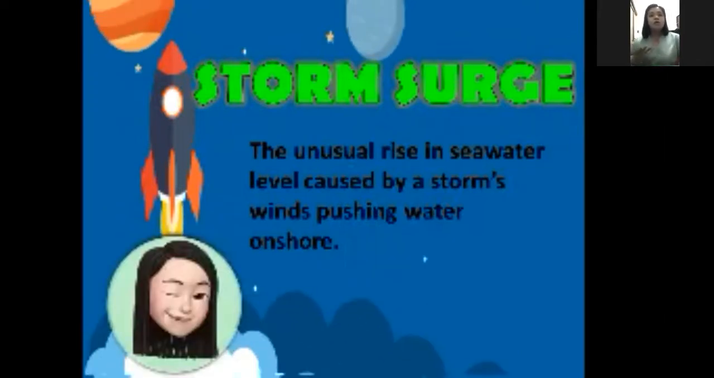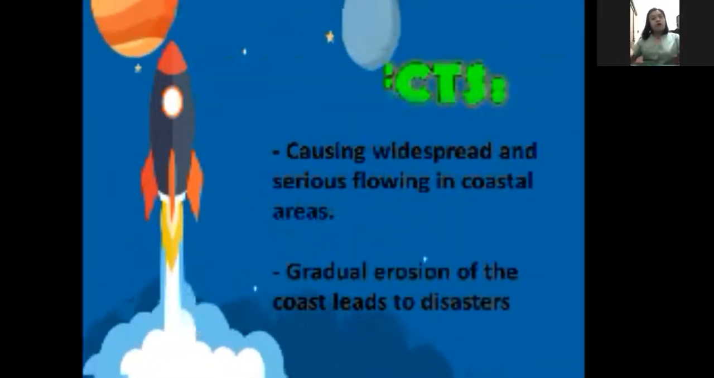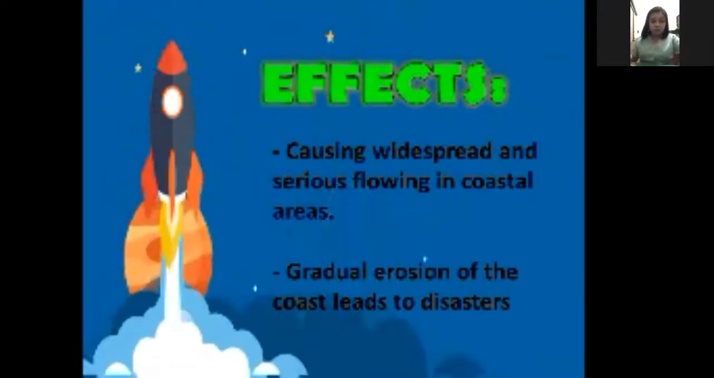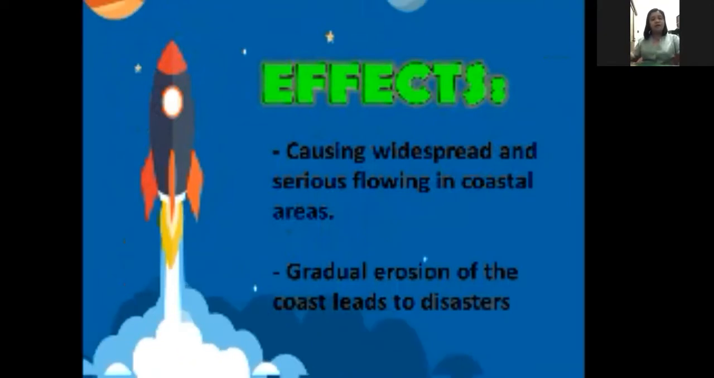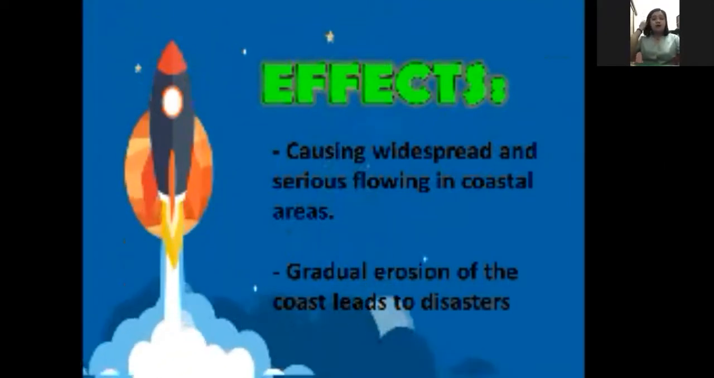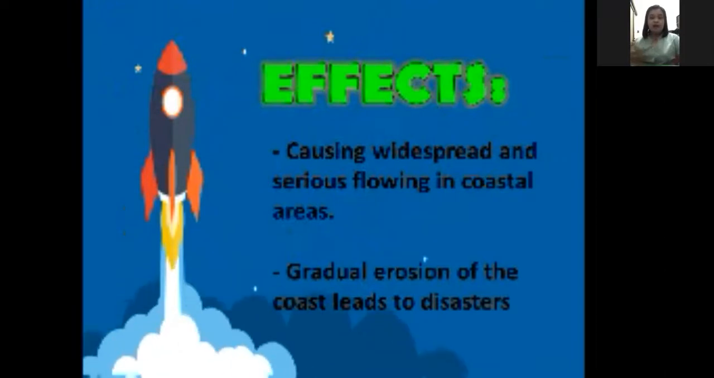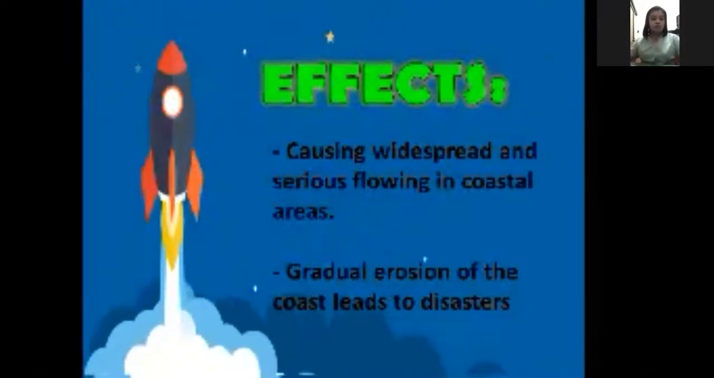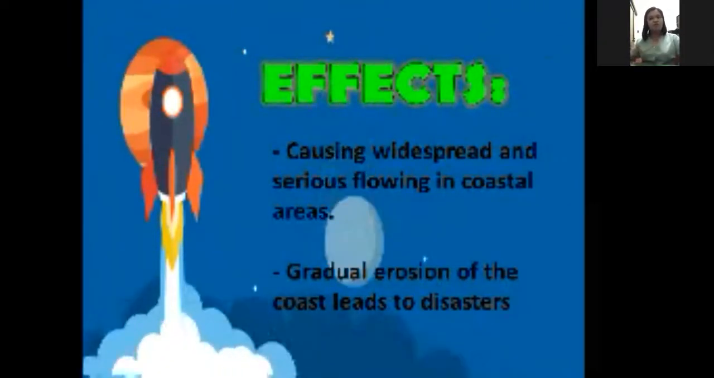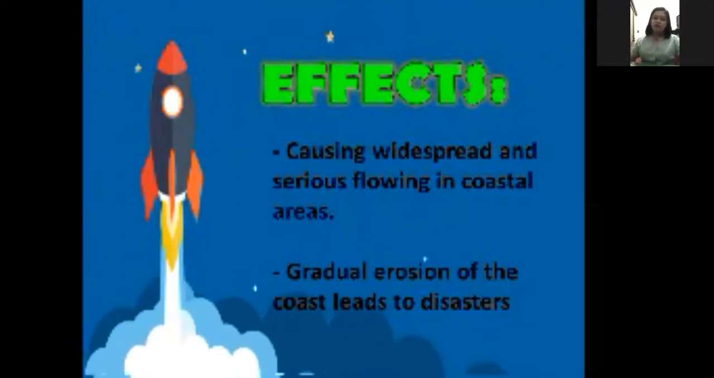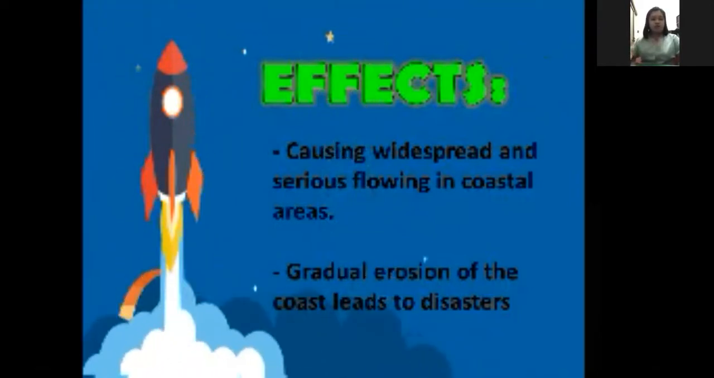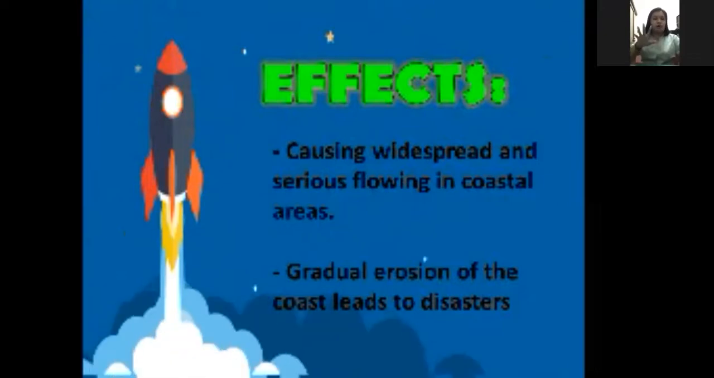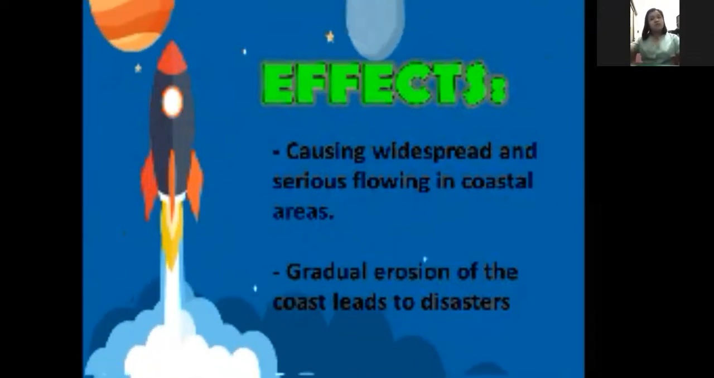So what's the effect of this storm surge? It will cause widespread and serious flooding in coastal areas. It may affect the land areas, and gradual erosion of the coast leads to disasters. That's correct, because of the floods and other things that may be affected. The storm surge will really affect it.